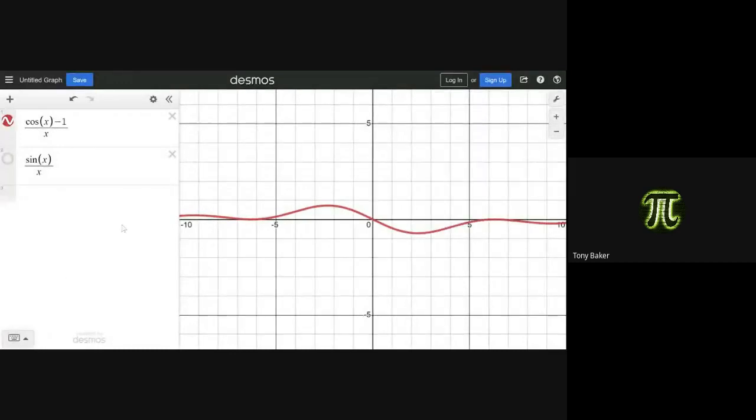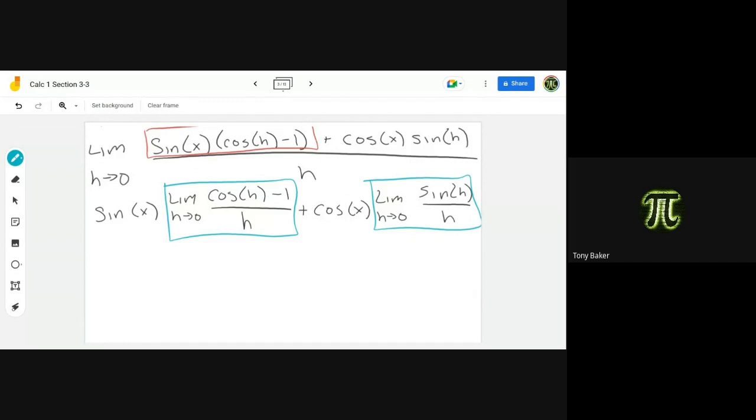So we have cosine of x minus 1 over x. Just imagine there are h's, because I can't put h's into Desmos. What does this graph look like it's going to as it's getting closer to 0? Well, it doesn't equal anything there, but what does it look like it's going to on either side? It's going to 0. So this is really 0.